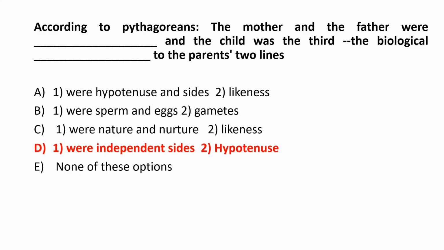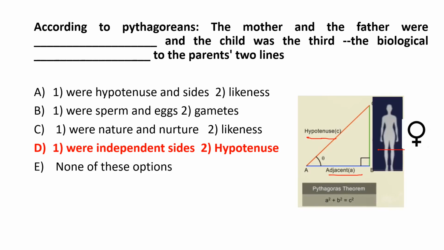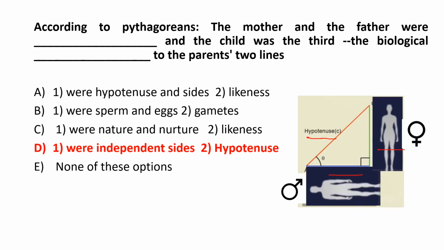So the answer was D. And let me explain it. Here you have this triangle that is very famous, and here you have these different sides. So he thought that inheritance can be explained in this way. The parents were each on one side, and the kid would be the interaction of both. So remember, this one was here and here.